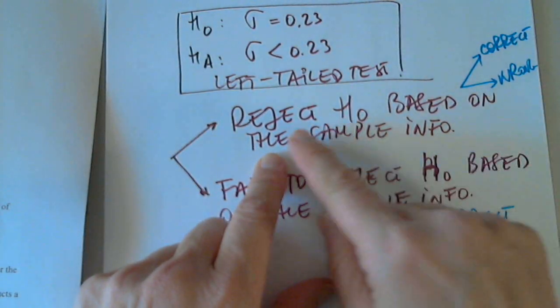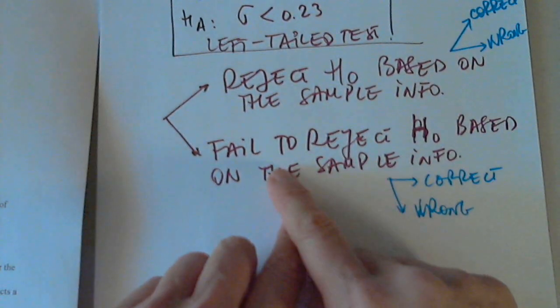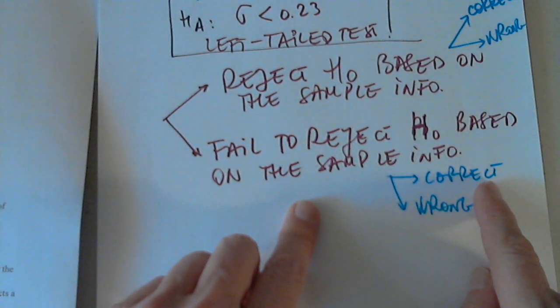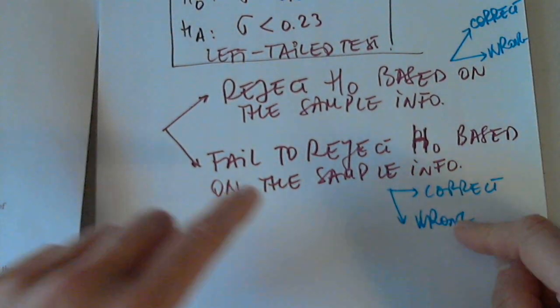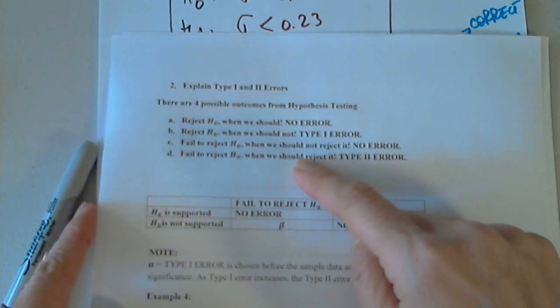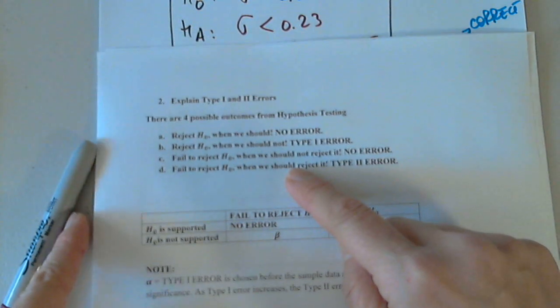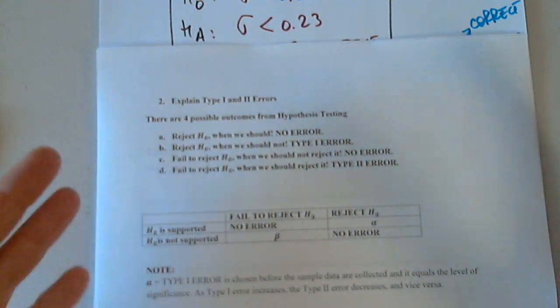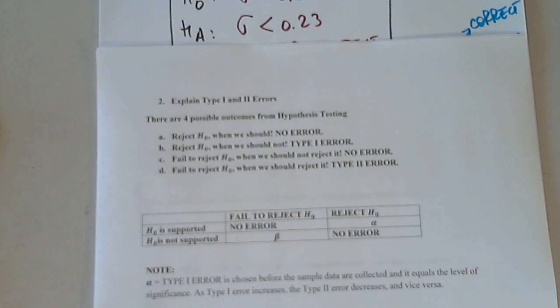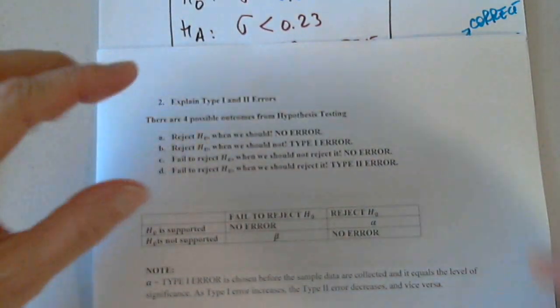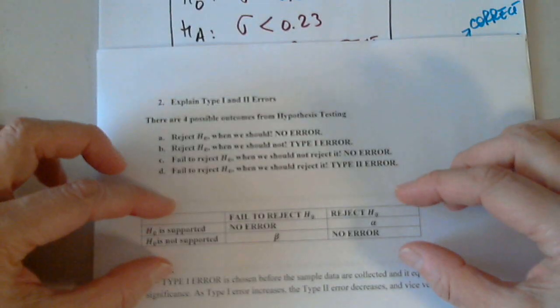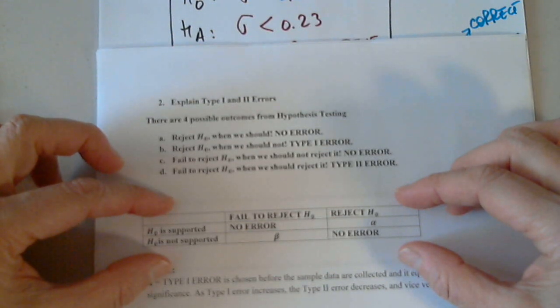Reject and I'm correct. Reject but I'm wrong. Fail to reject but I'm correct. And fail to reject but I'm wrong. So 1, 2, 3, 4 are these possibilities. Like with any decision, should I buy a car or not? If I buy it, I could be correct or wrong. If I don't buy it, I could be correct or wrong in my decision. Same thing here. So I summarize this information in this little table.